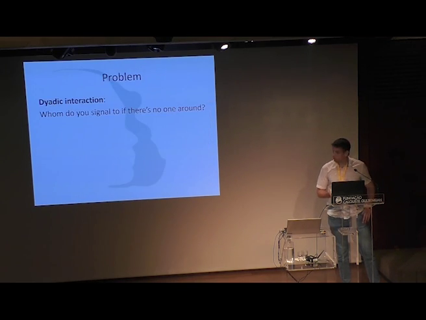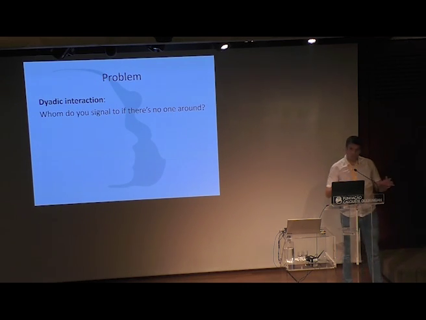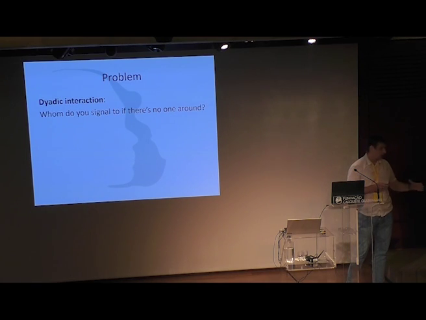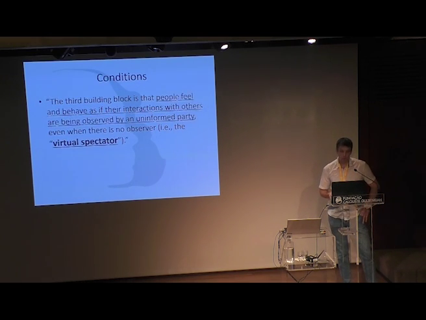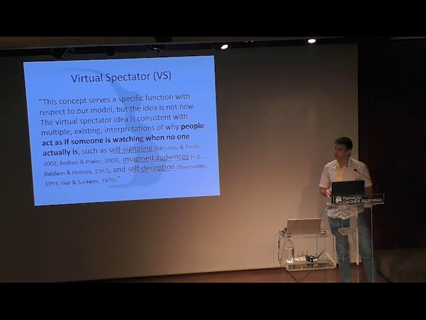We don't have any time to explore the details of that. There is a problem that I'll just mention briefly. Whom do I signal to if there is no one around, okay? So let's assume there are no spectators. We are alone on our own, and I still say thank you, right? So whom do I signal to? They say, you signal to the virtual spectator, right? And they don't really explain that anymore, but they motivate it convincingly, right?